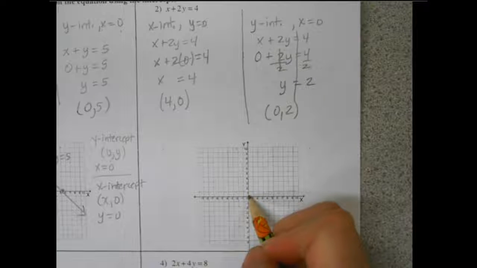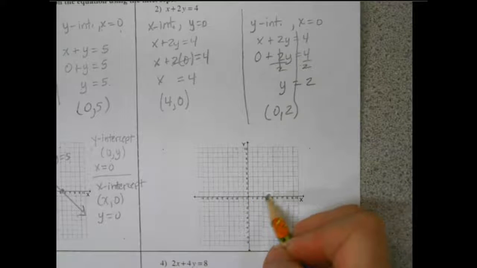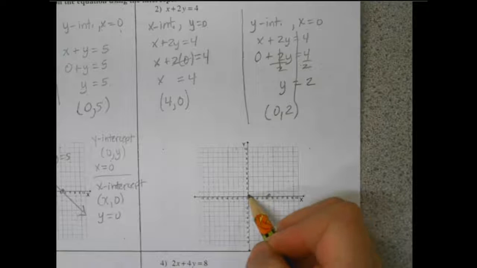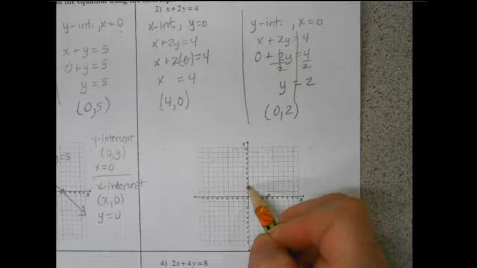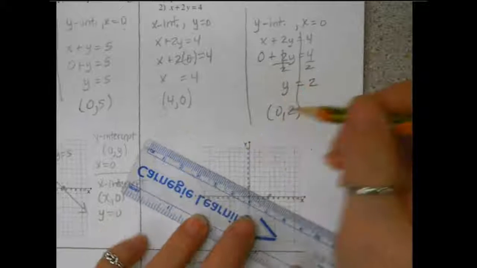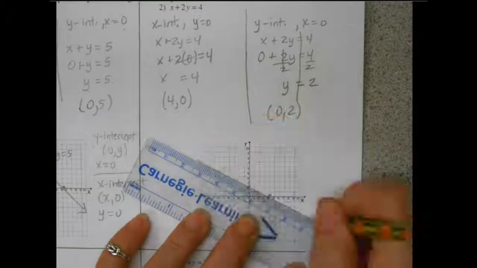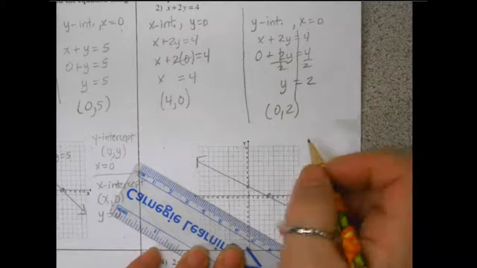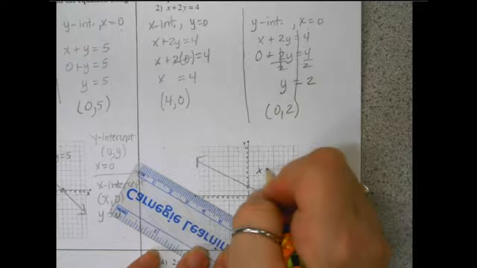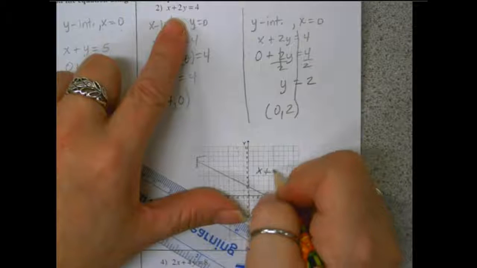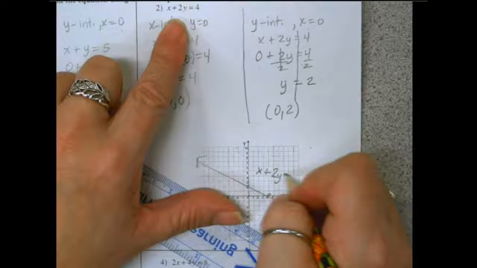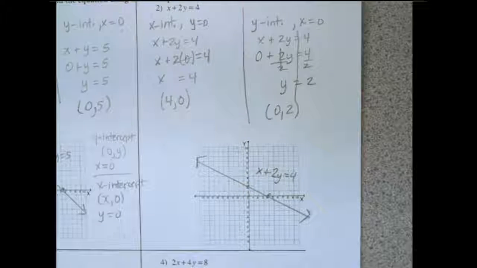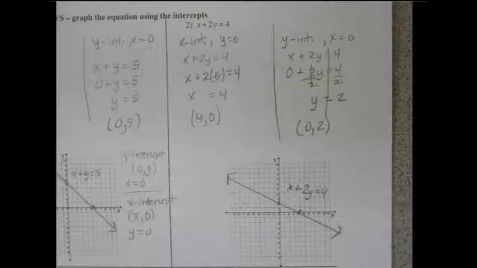From my point of origin, x is 4, y is 0. From my point of origin, x is 0, y is 2. Have my 2 points. Use my straight edge, graph my line, and label it with my original equation, x plus 2y equals 4. And that's graphing the equation, or the line of an equation, using intercepts only.